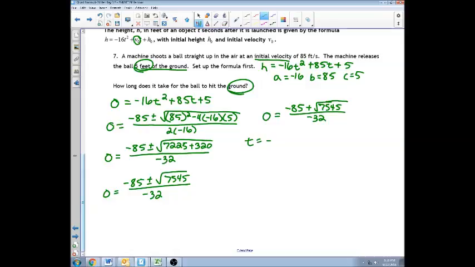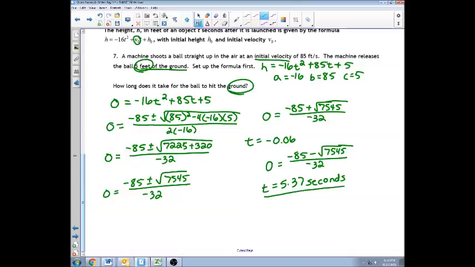What I end up with would be t equals negative 0.06. Now, if I put the other part of my equation in, it would be negative 85 minus the square root of 7,545 over negative 32. The reason why t goes in is because that's the amount of time once I solve these. Again, I would type my numerator straight into my calculator, hit enter, then divide by negative 32, and t would equal 5.37 seconds. This will be my answer. Because time cannot be negative, the other answer will not work. So then I am finished.